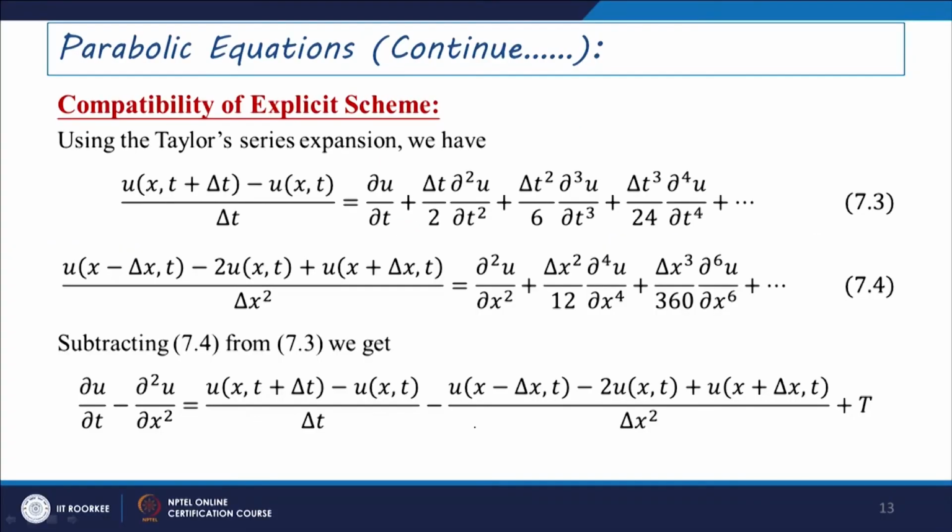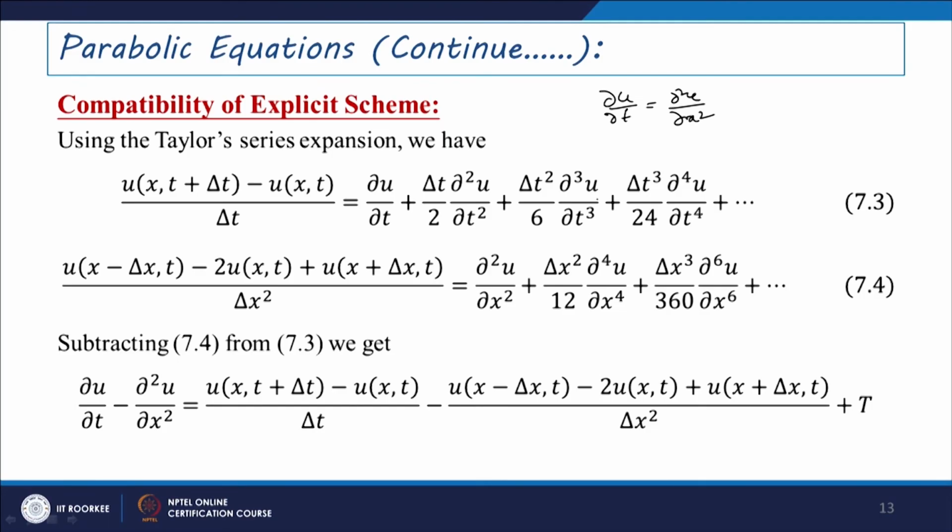And if you go for the compatibility of this explicit scheme using Taylor series expansion here, first we are considering the del u by del t term, since the equation is written in the form del u by del t equals del square u by del x square. So if you consider this first term only, del u by del t, this difference can be written in the form u of x, t plus del t minus u of x, t by del t, that is nothing but del u by del t equals del t by 2 del square u by del t square plus del t square by 6 del cube u by del t cube plus del t cube by 24, since it is 4 factorial, del to the power 4 u by del t to the power 4 here.